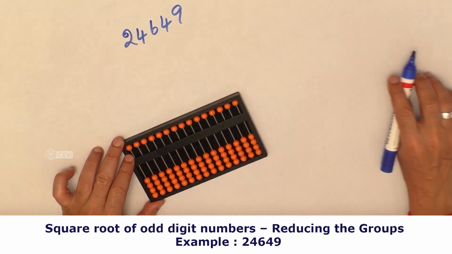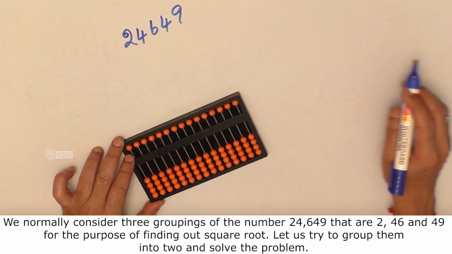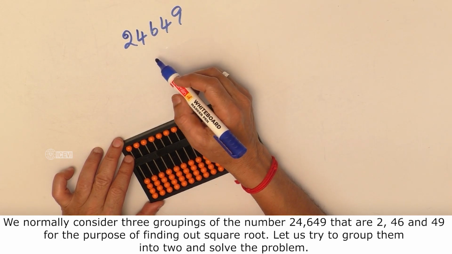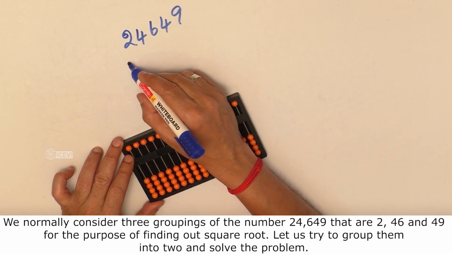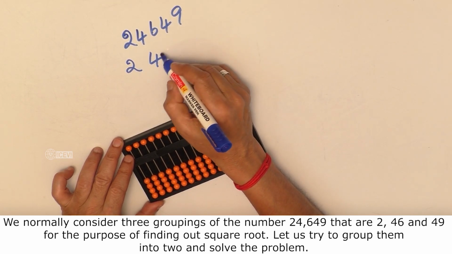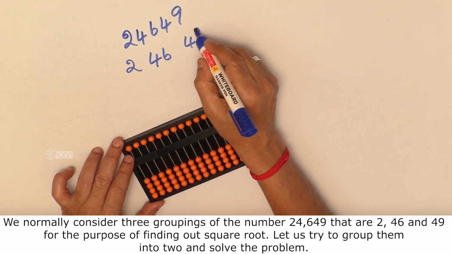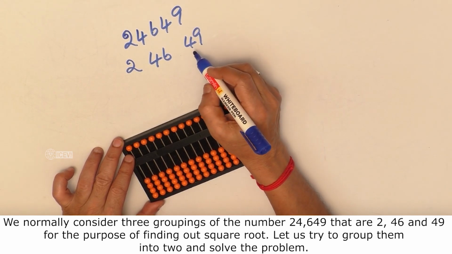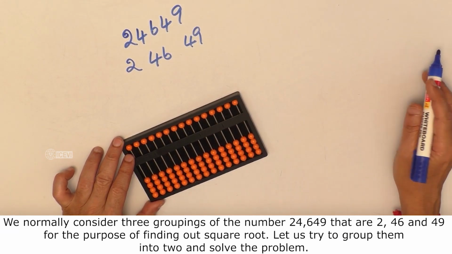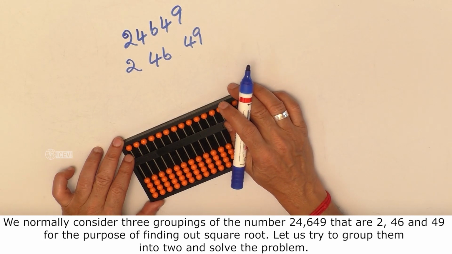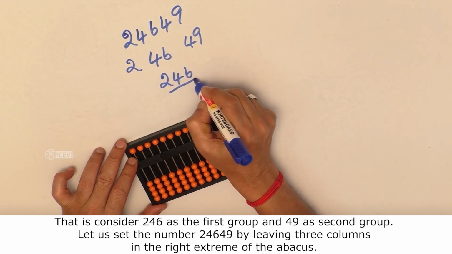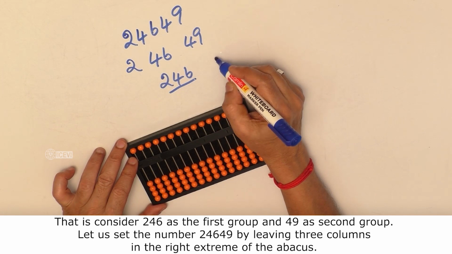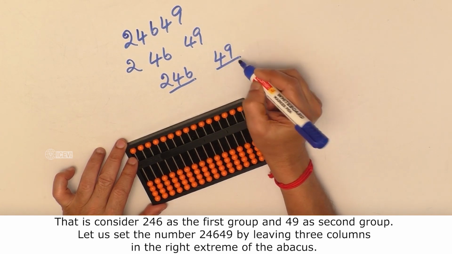24,649. We normally consider three groupings of the number 24,649 as 2, 46 and 49 for the purpose of finding out the square root. Let us try to group them into 2 and solve the problem. That is, consider 246 as the first group and 49 as the second group.